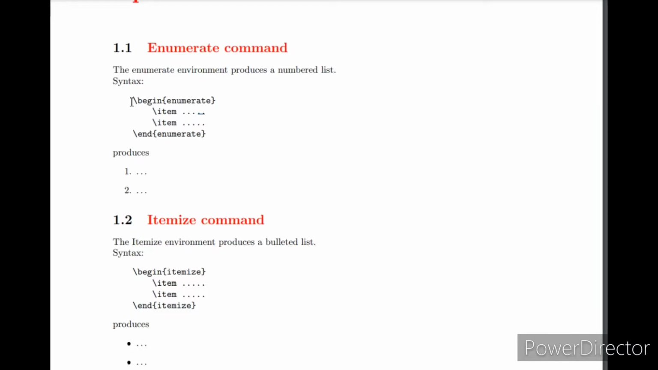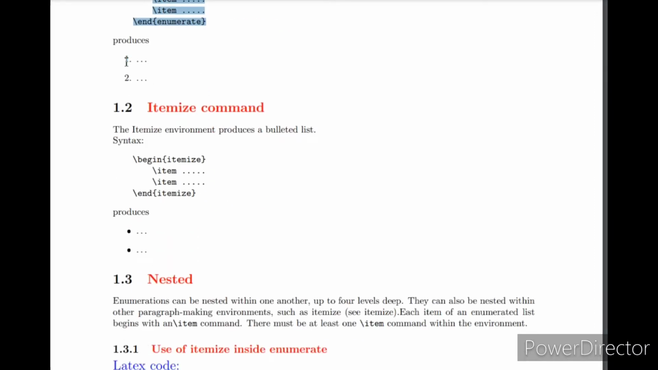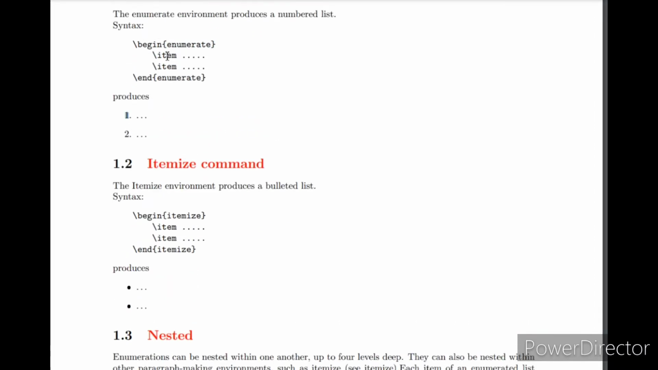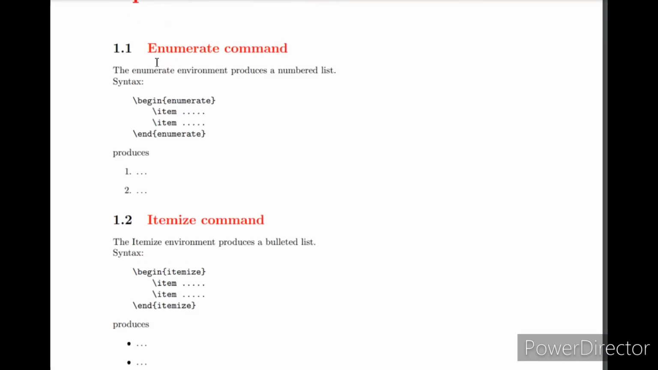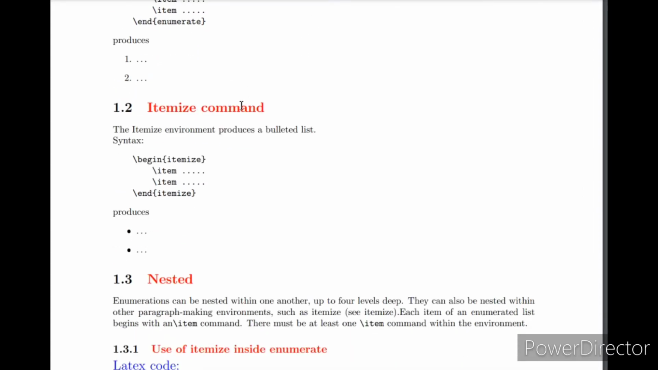This command will show you this output: 1 for the first item, and 2 for the second item. One important thing is that there must be at least one backslash item between your begin and end. So the enumerate environment produces a numbered list. Always remember this.